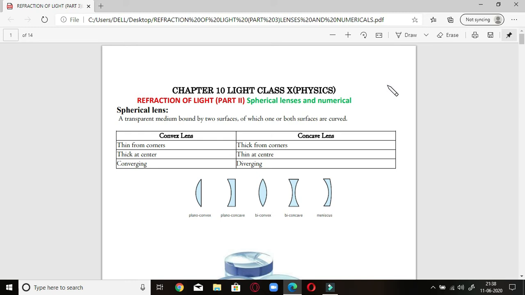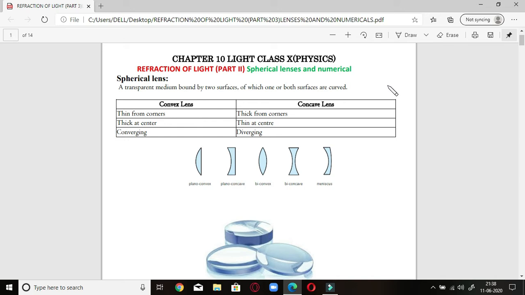Now we are going to deal again with chapter number 10, light, or class 10, refraction of light, second part, that is spherical lenses and numericals. Earlier in part 1 we discussed refraction, refractive index, optical density, etc., and numericals related to them. Now we will discuss spherical lenses, through which refraction also occurs.